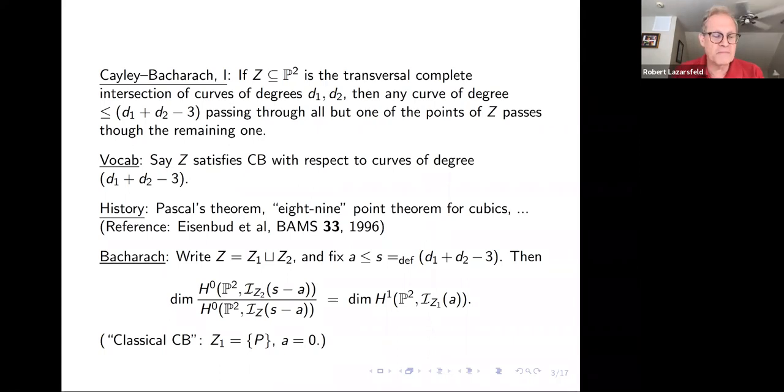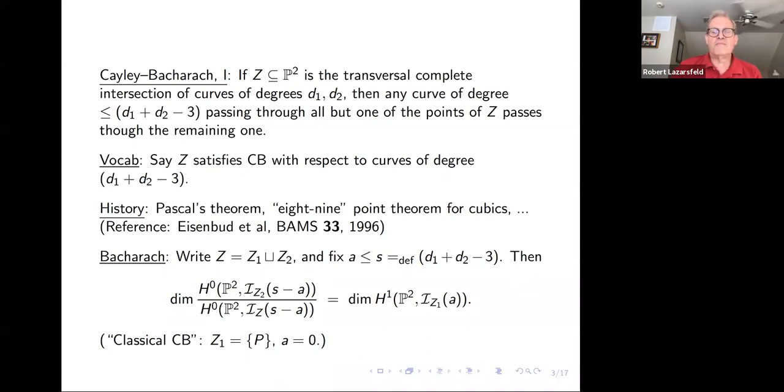But Bacharach, in fact, proved and corrected Cayley's statement. This is maybe a little bit less known, but it's a nice statement that nicely generalizes this classical statement. So what does Bacharach's theorem say? What you do is you write your points Z. Again, Z is still the complete intersection of these two curves. You divide it into two disjoint pieces, so you have Z1 and Z2. You write it as a disjoint union of two non-empty subsets.